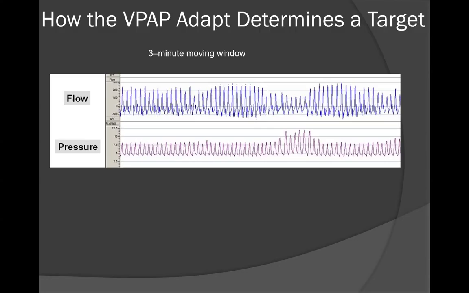These machines have, of course, flow and pressure sensors. They monitor a moving 3-minute window. So as the patient's breathing, they monitor 3 minutes and they average. One average is the minute ventilation, and the other one is averaging the peak flow, or how high the breath is.